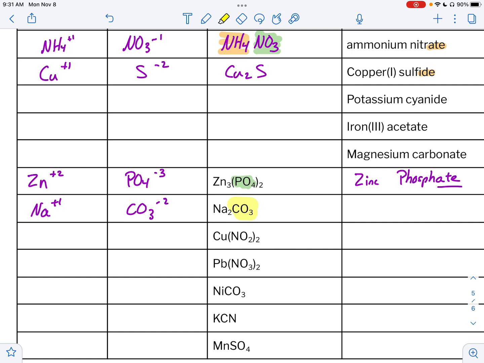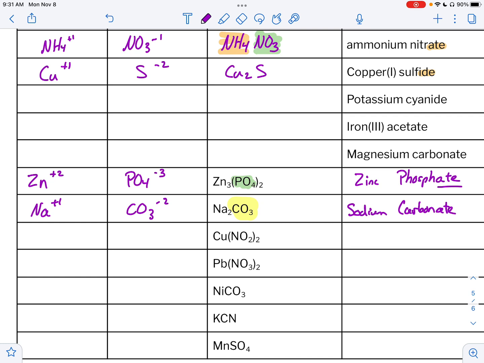All right, so if we take a look at the second one, the polyatomic here is carbonate, CO3 with a -2, sodium has a +1. When I write the name, I'm just going to simply list the name of the metal first and the name of the polyatomic ion, carbonate, ate ending. Okay, and I'm done.